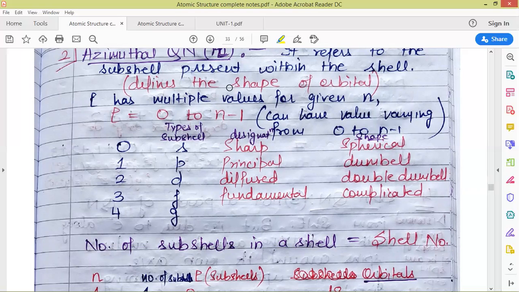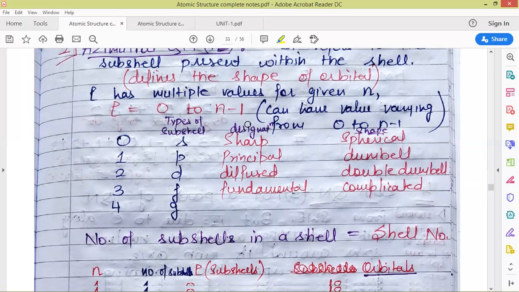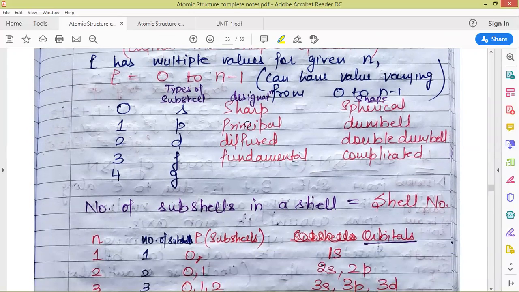Like if the value of n is 2, say we are talking about the second shell or the second orbit, then L can have 2 values, and values of L will vary from 0 to n minus 1. For n equal to 2, L can have values 0 to n minus 1, that means 1. So L can have 2 values, 0 and 1. But n can never be 0, as the value of n can be varied from 1 to infinity.